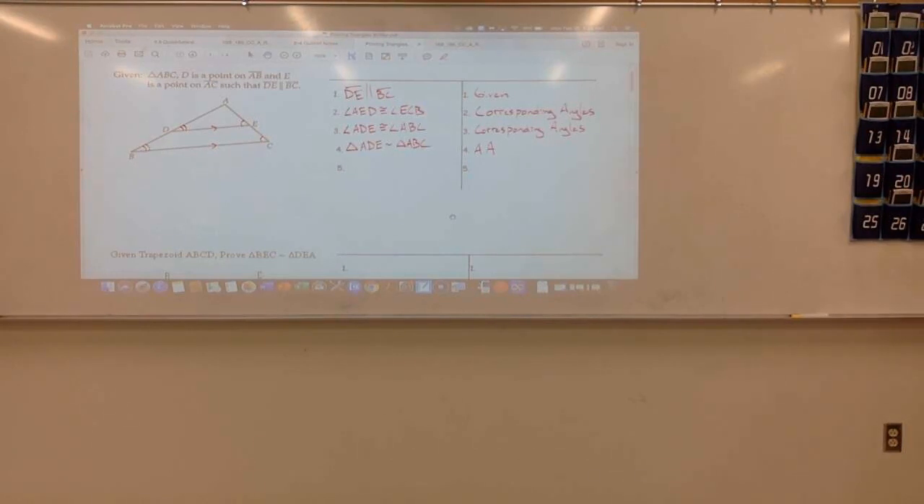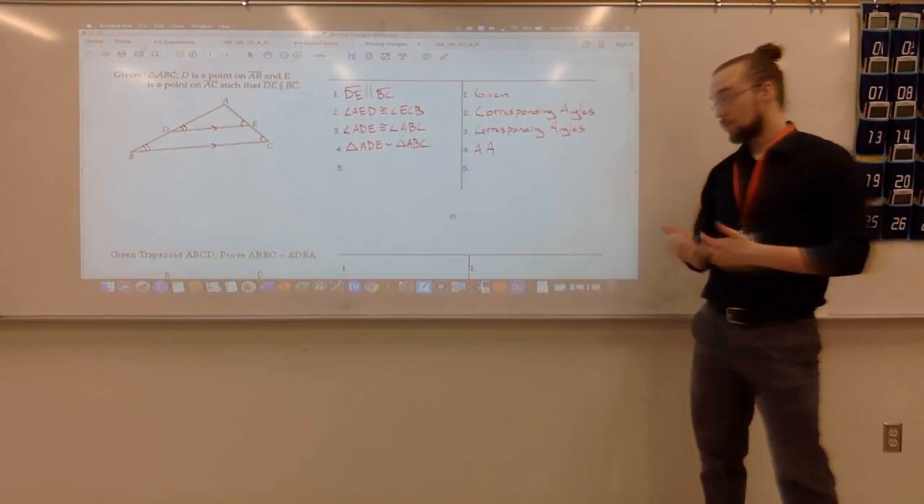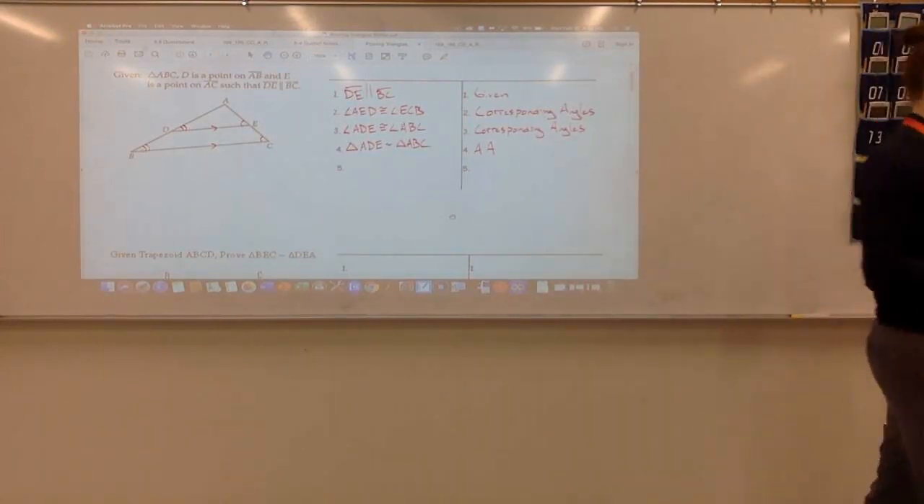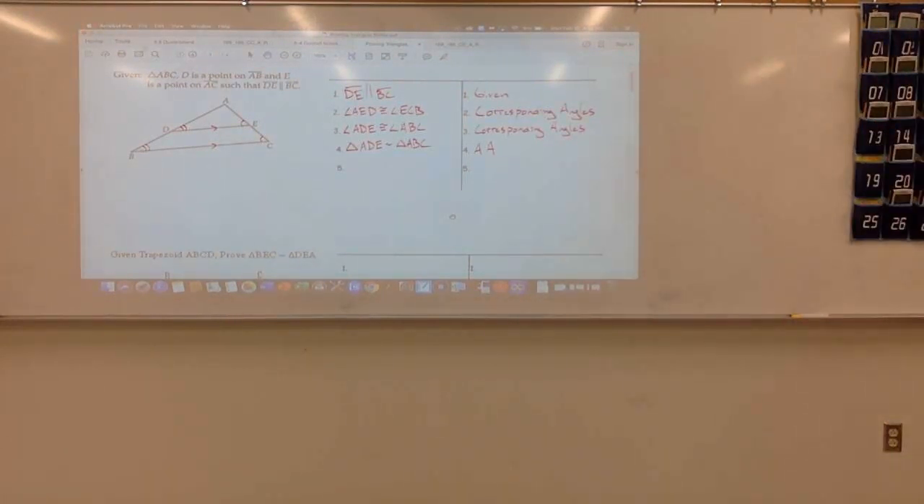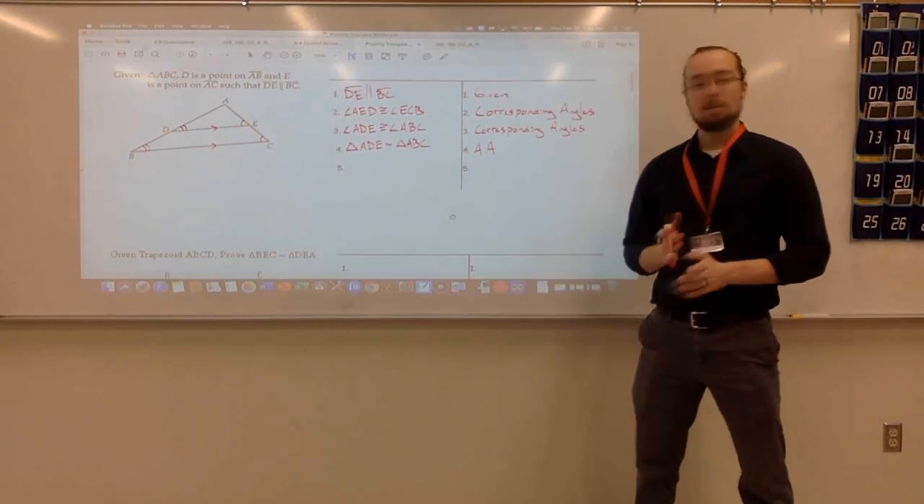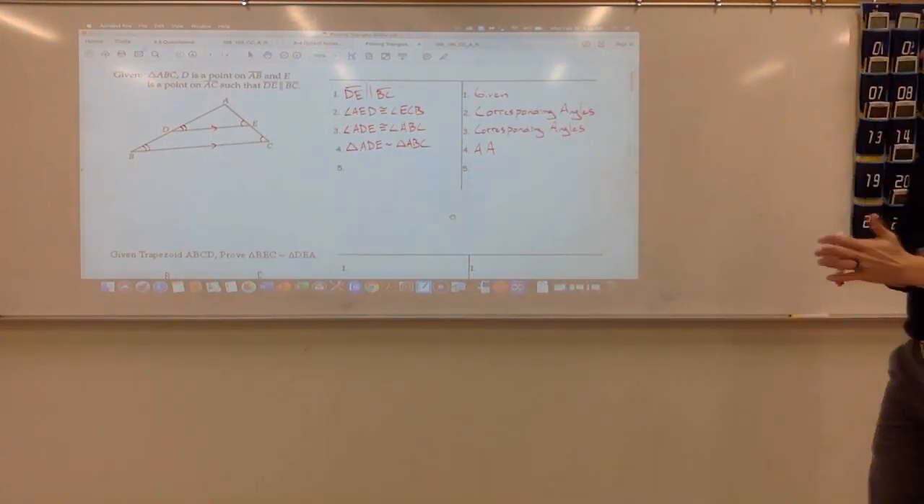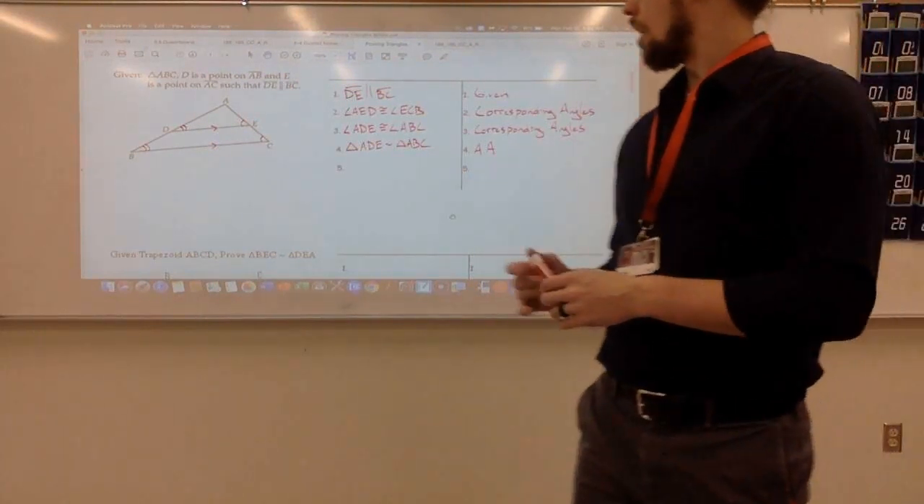So this one we only needed 4 lines. We didn't need all 5 of them. Okay, so the goal is just to prove two angles between the two triangles congruent, then we can claim they are similar by angle-angle. Questions? Alright, let's do one more together here.